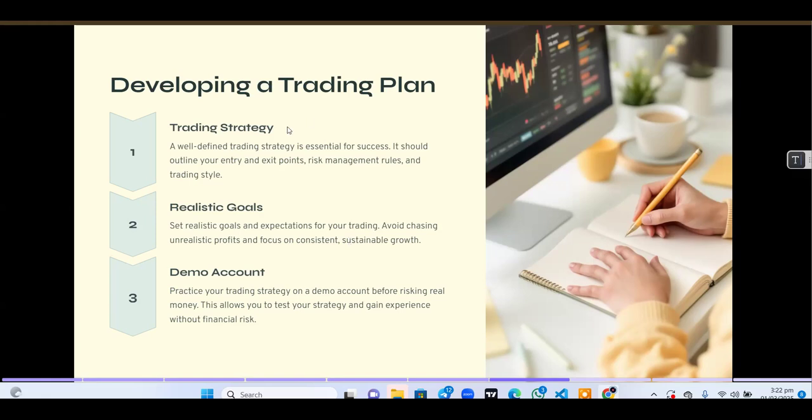You even open a 0.5 or 0.2 micro lot size on GBP JPY, GBP USD. Trust me, you can make $10 a day because that is realistic.